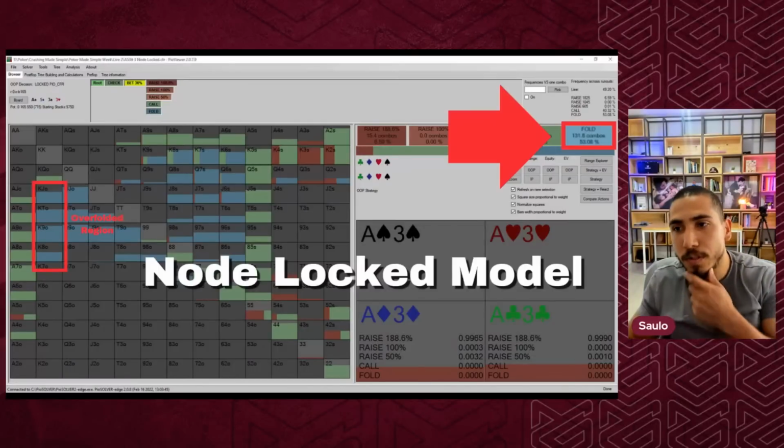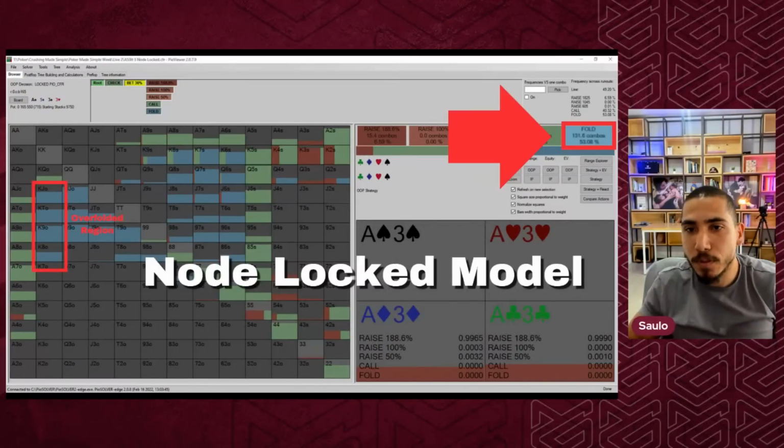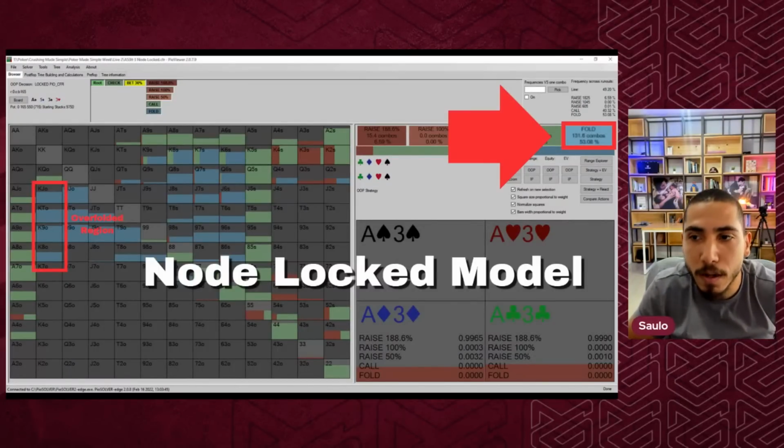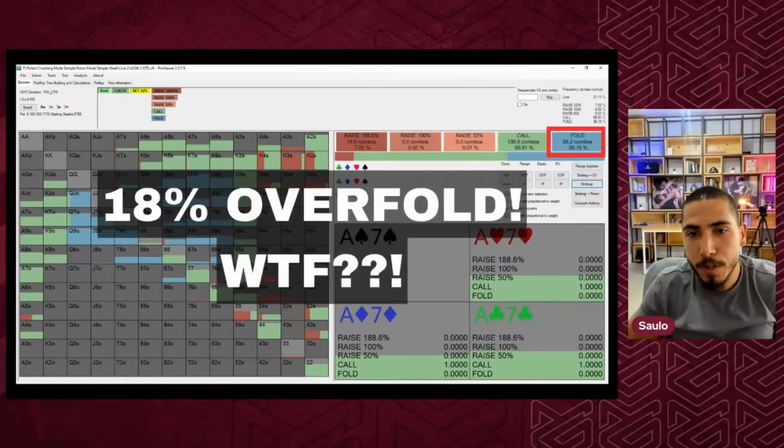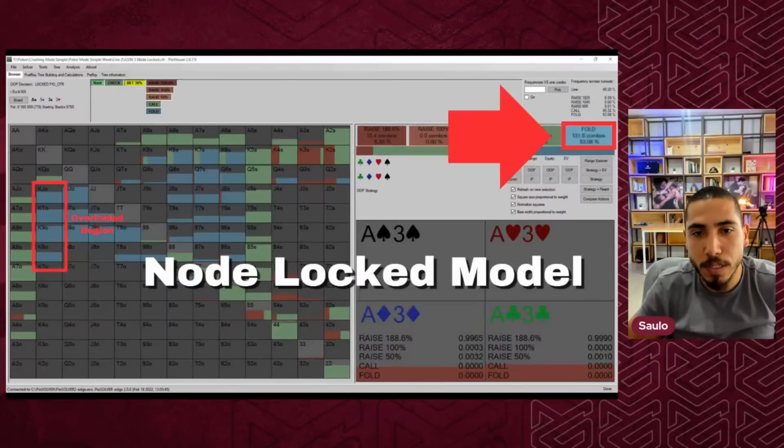So what you can do is you can do a node locked model. So here I have the print screen of the node locked model that I did to show you guys this process here. You have the overfolded region on the left. You see that pretty much the entire overfolding region are the offsuit broadways that need to be called. So you see the king high is getting folded.